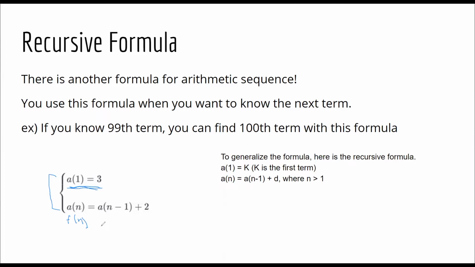We can write this as fn equals fn minus 1 plus 2. So this is just an example. It's not the generalized formula. The generalized formula is right here.